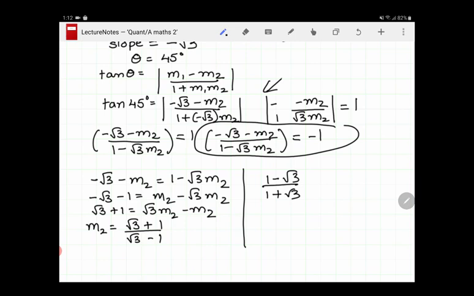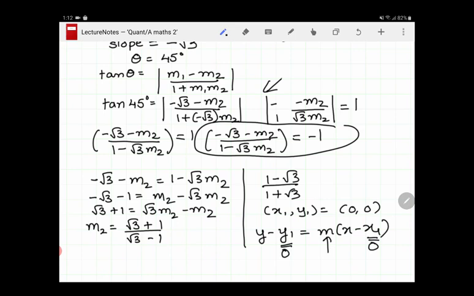Now you have got the slope, and it is given that it passes through the origin. That means it passes through x1 y1, which is equal to 0 comma 0. So using the format y minus y1 is equal to m into x minus x1, substitute the two values of m, take y1 is 0, x1 is 0, you will get two sets of values for the equation of the line, and that's your answer.